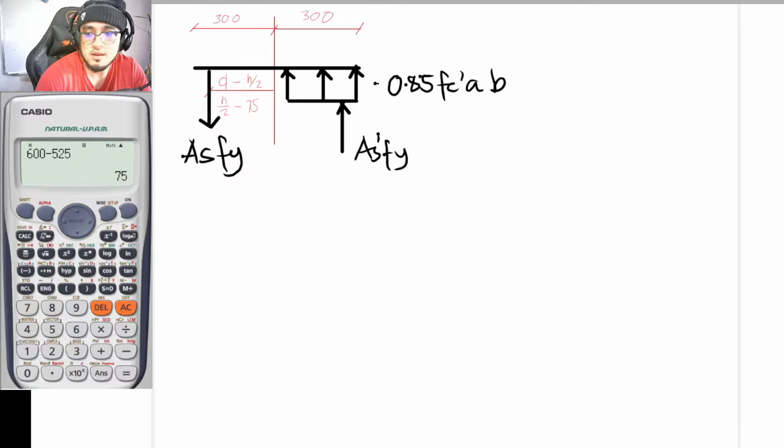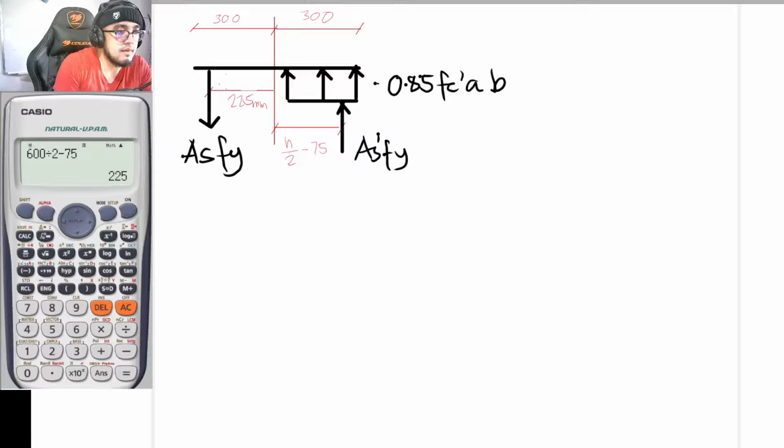Okay, so with that, our d is once again equal to 525, minus h over 2, that is 300. And our answer here is 225. And as well as for this distance. This distance is equal to h over 2 minus 75, since this is the d prime. So 600 divided by 2 minus 75, that should also be equal to 225, sorry.